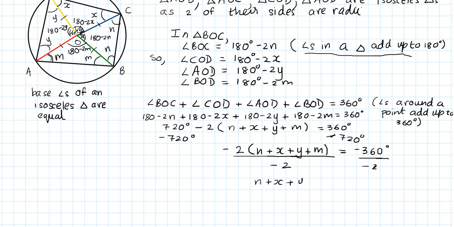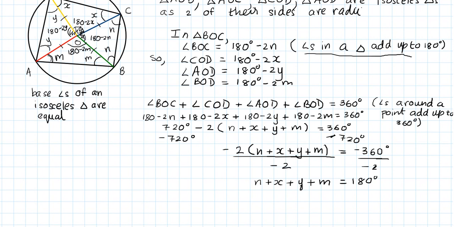Now if I look at the diagram, the opposite angles of the cyclic quadrilateral over here, that's m plus y plus x plus n, equal to 180. If you add those, you get 180 degrees. So that's why the opposite angles of a cyclic quadrilateral add up to 180 degrees, and that's the proof.